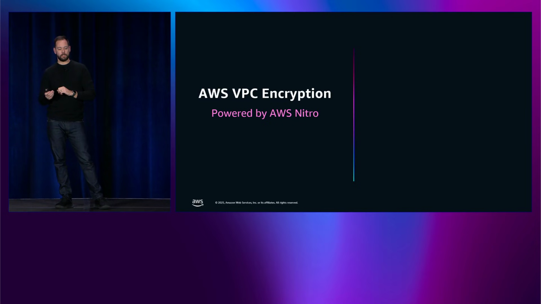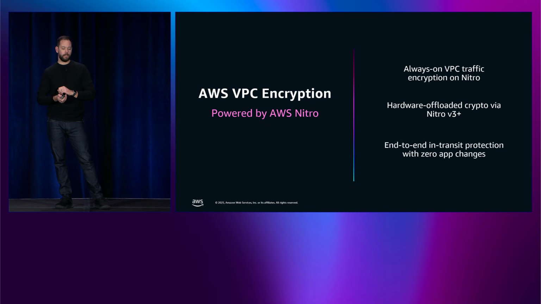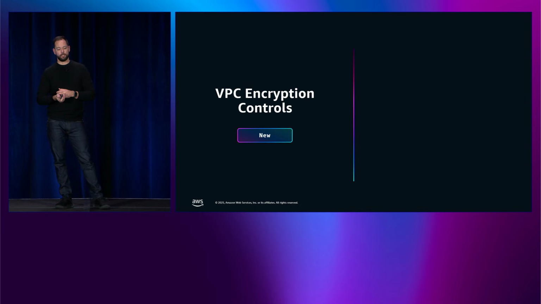Now, Nitro has encryption by default as well, so always-on encryption for version 3 plus. And it's basically end-to-end in-transit protection for your traffic. And you don't need to change anything on your application to enable that.